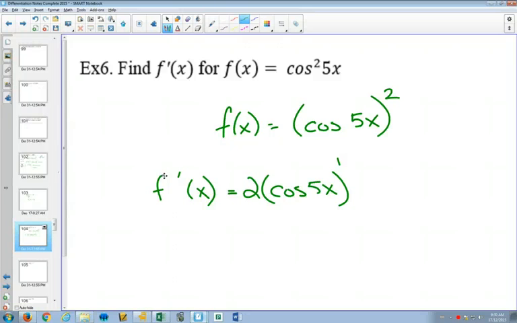Then what's inside is cos of 5x. What's the derivative of cos? The derivative of cos is negative sine. So we get negative sine of 5x. We're not worried about the 5x yet. Then we go and say, was there a function inside of cos of 5x? Yes, there was a 5x. And we'd multiply by 5.